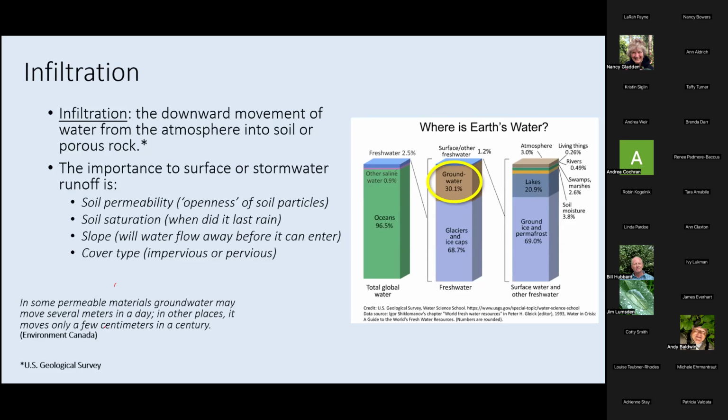And then the little factoid at the bottom from our good folks up north at Environment Canada about the movement of groundwater. Depending upon what material it is trying to flow through, it could be measured in several meters a day. That could be upward to 6 to 10 feet a day. Or it moves only a few centimeters in a century. And I do not do the centimeter conversion, so somebody will have to look that up and drop that in the chat. But groundwater moves depending upon the substrate that it's located in.